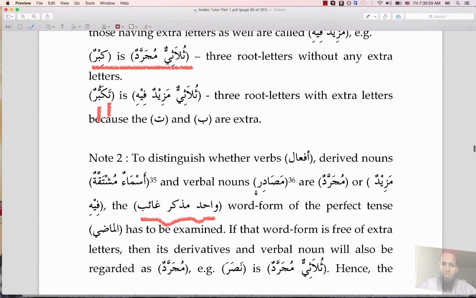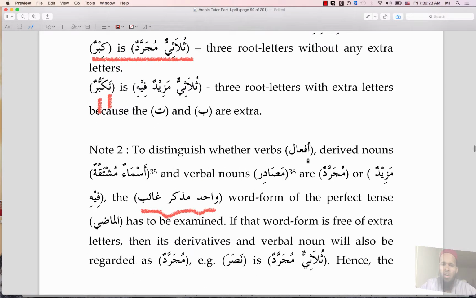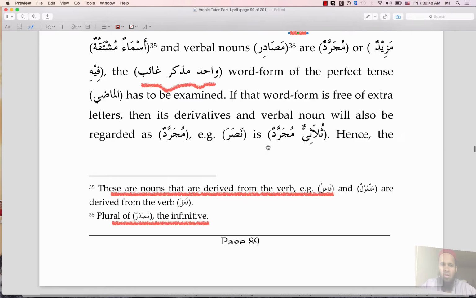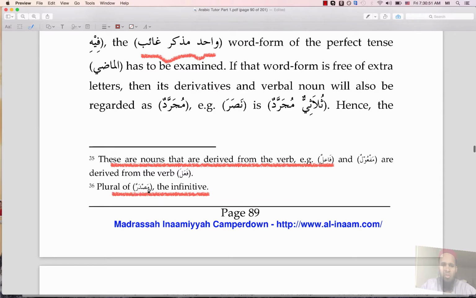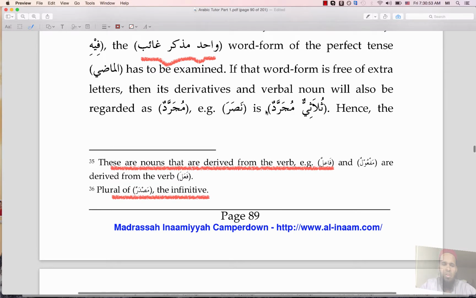Okay, so there's more clarity. So if'al or af'al, we have to see what this is based off of. This is based off of fa'ala. The very root of it is from fa'ala. That's why no matter what form it is in, fa'ala was thulathi mujarrad, so this will also be considered as mujarrad. Verbal nouns, masadir, the plural of masdar, because masdar is thulathi mazid fihi, because there are 4 letters.